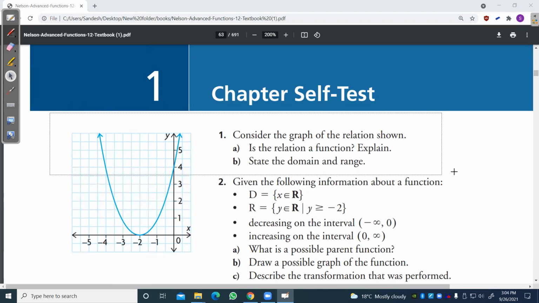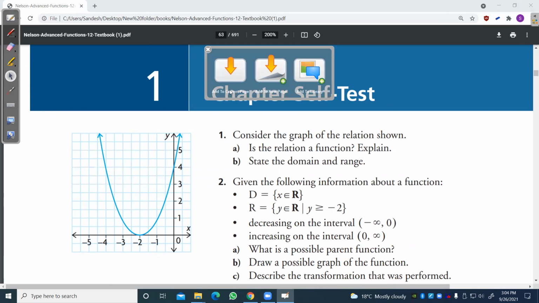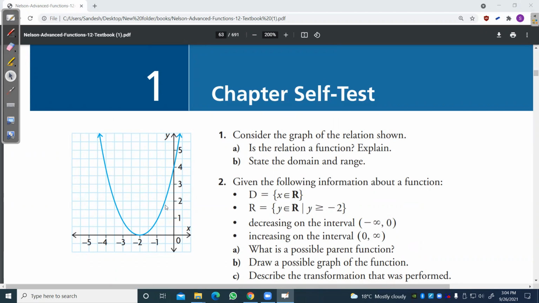So it says, consider the graph here. Is it a relation, a function? Explain. Give the domain and range. So am I supposed to say parent function? No, is this a function or not? Well, it is a function. Yeah, so what's going to be its domain and its range? Oh, x can be anything and y can be anything. No, well, x can be anything. Yeah, what about y?